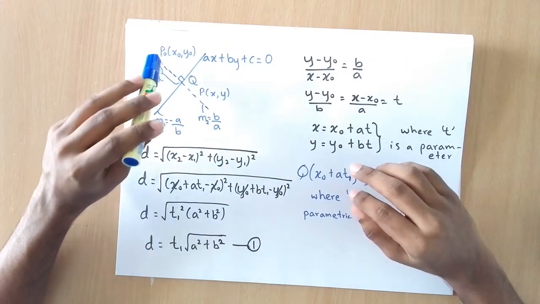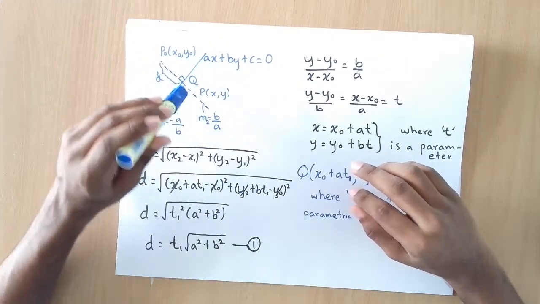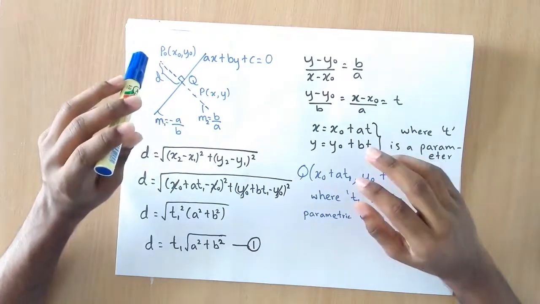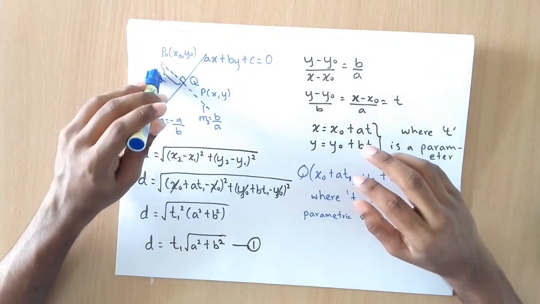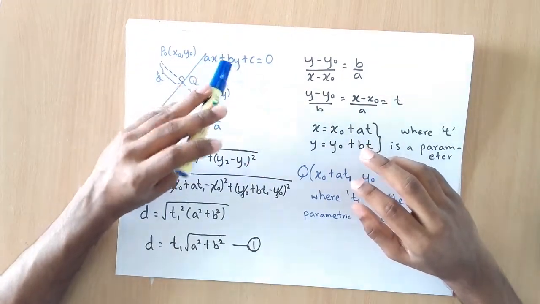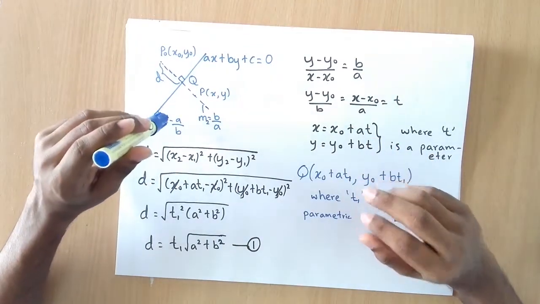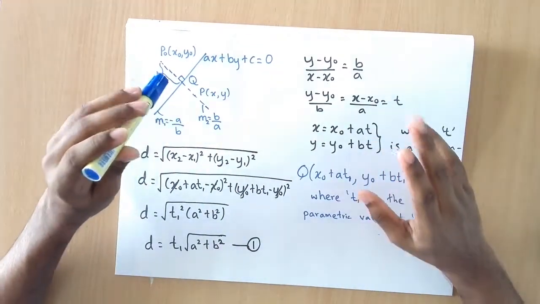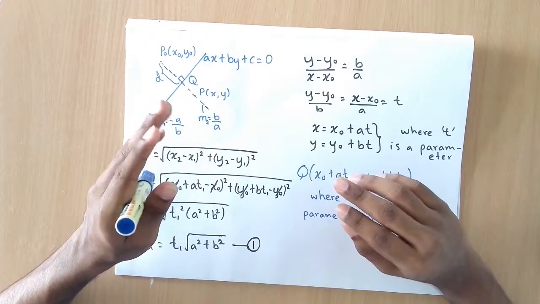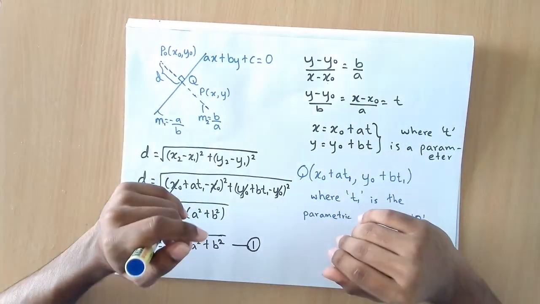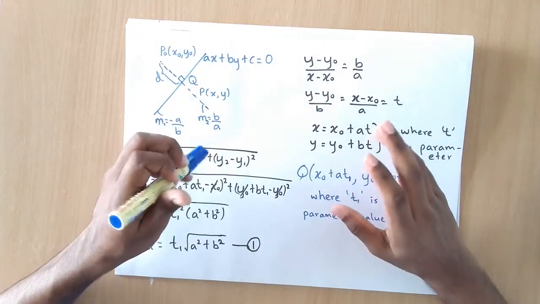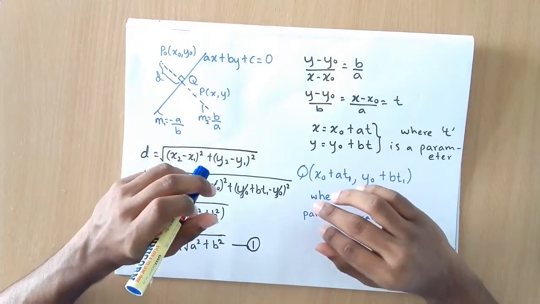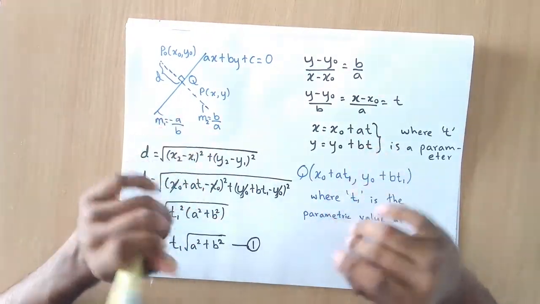We also have a point P0, (x0, y0) outside this straight line. We now need to find the perpendicular distance from P0 to ax plus by plus c equals 0. There are many ways to find this perpendicular distance. Some are long and some are short. We are now going to find it using one of the shorter methods, which is by using the parametric form of a straight line.